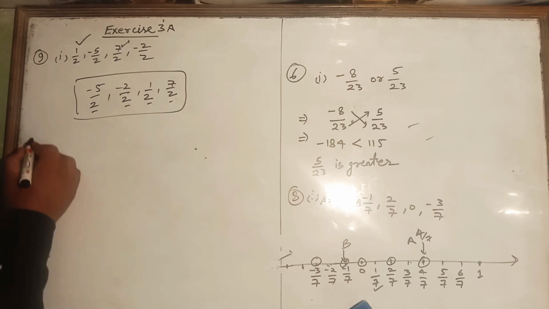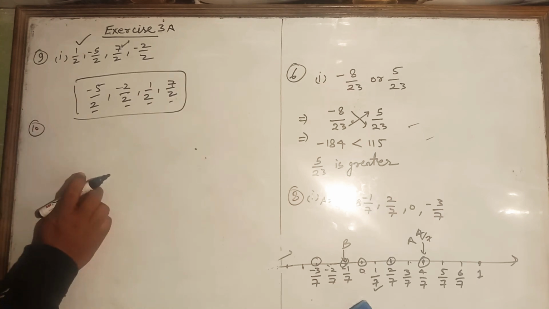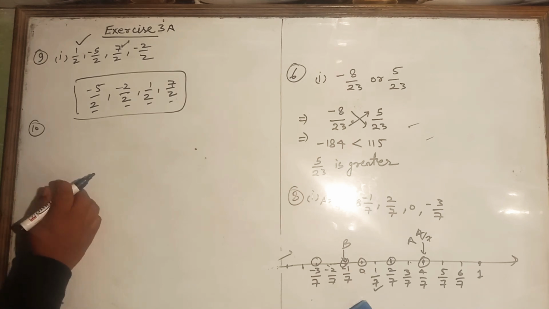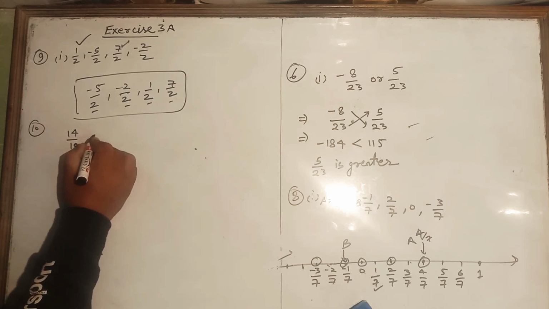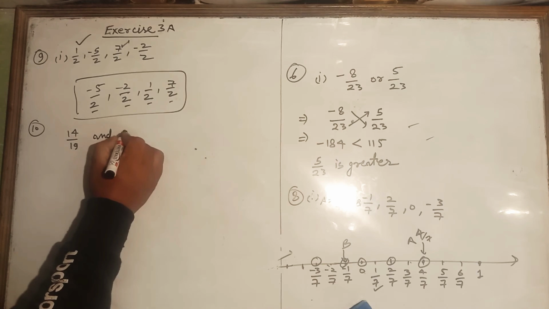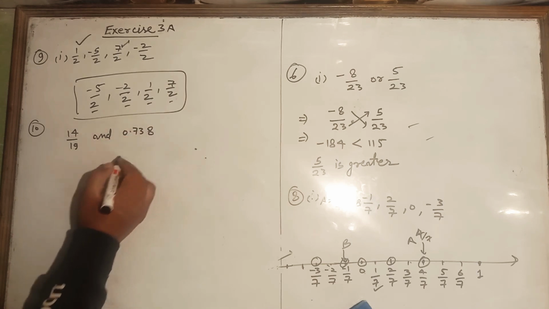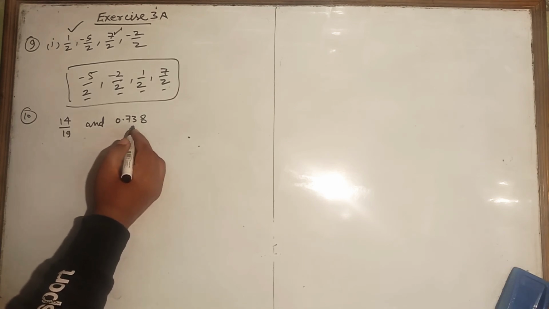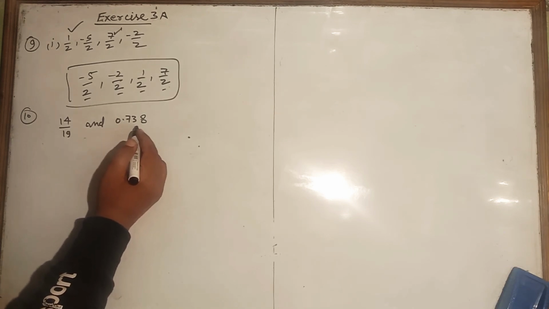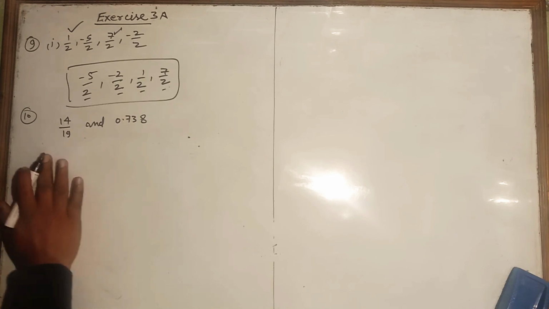Now come to question number 10. Describe two methods to compare 14 upon 19 and 0.738. Which do you think is easier and why? You have to discuss two methods to compare 14 upon 19 and 0.738. See what we can do.